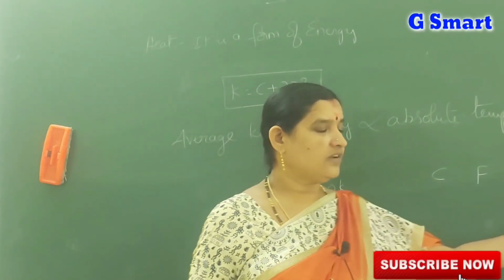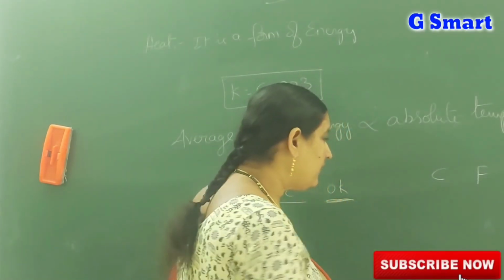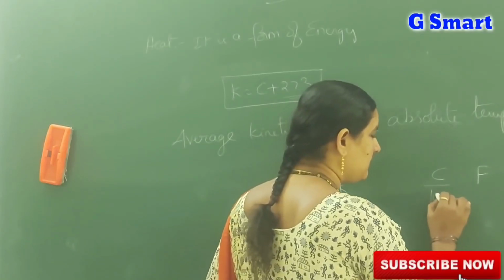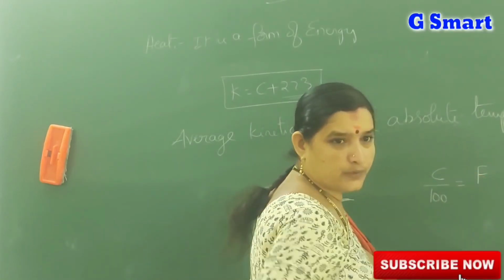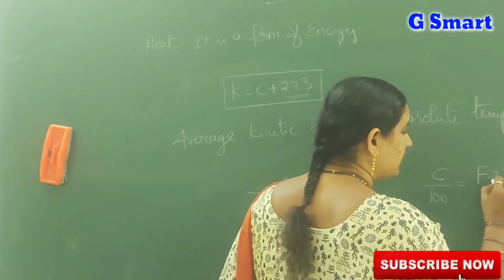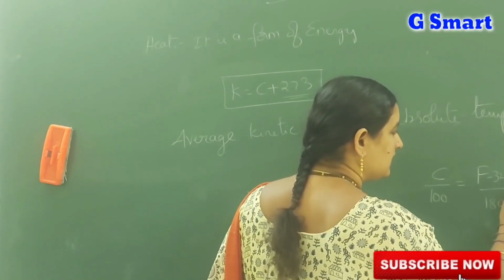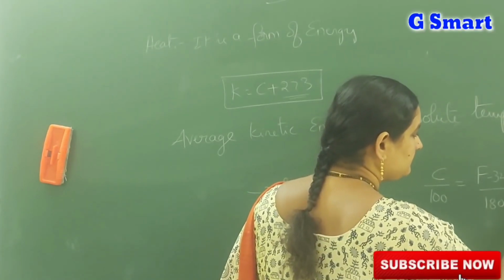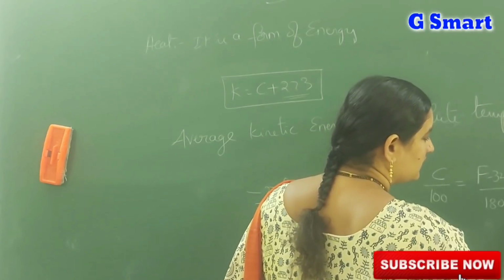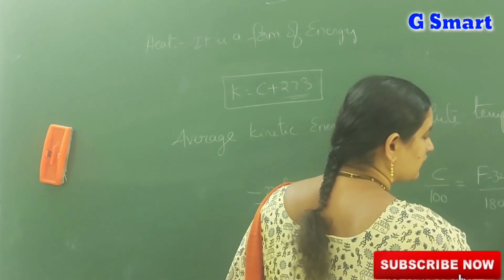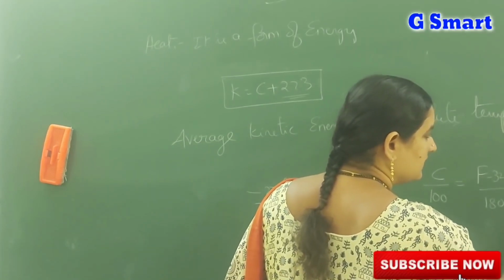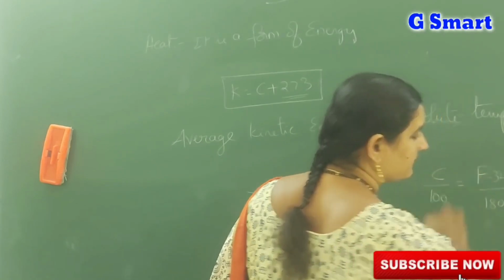What is the relation between all these scales? We have a relation: C by 100 is equal to F minus 32 by 180, that is equal to K minus 273 by 100, that is equal to R by 80.